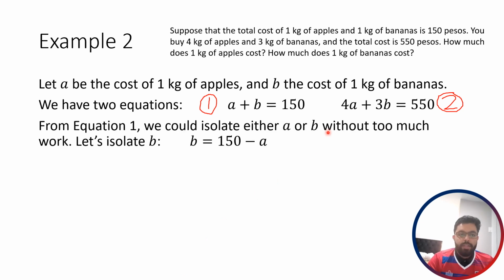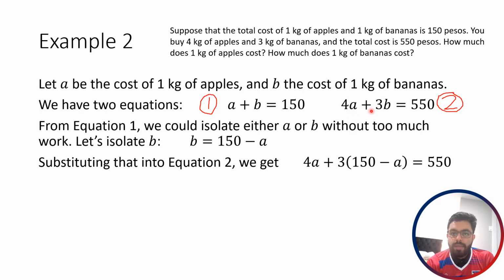Now if we isolate B, basically we just subtract A from both sides, so we end up with B equals 150 minus A. So now we know from this expression that anytime we see a B, we could instead write it as 150 minus A. With that information, we're going to go over to the second equation, the one that we didn't look at yet, and wherever we see a B, we're going to write in 150 minus A instead.